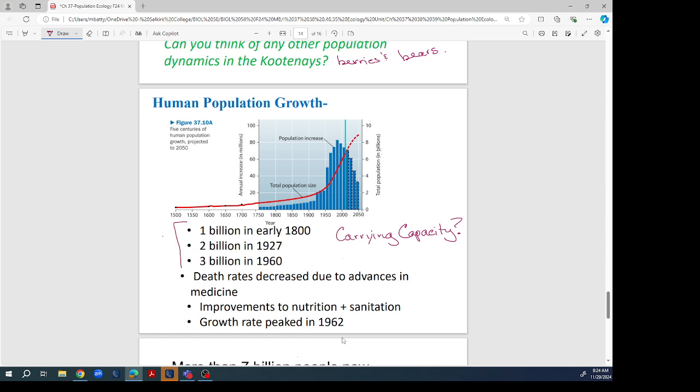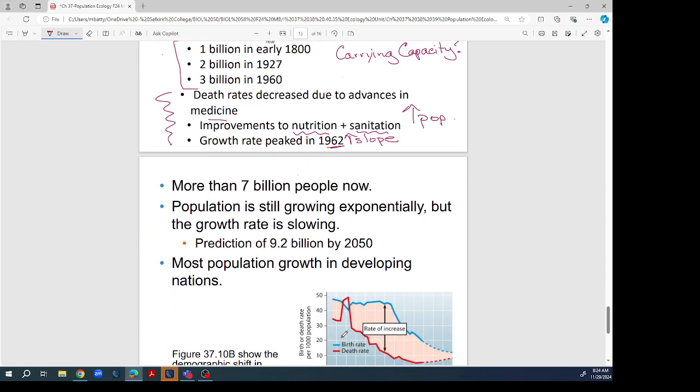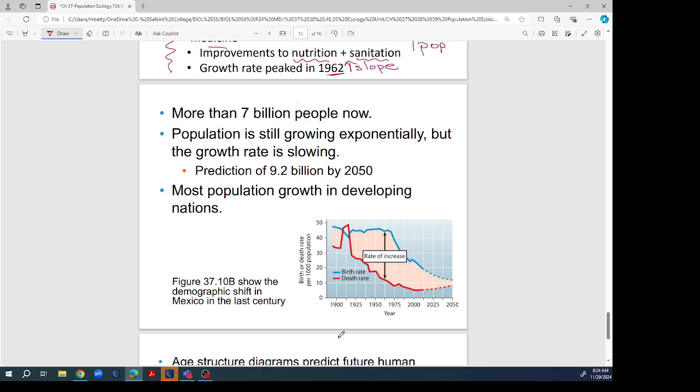For a long time, there was this kind of slow growth, and then all of a sudden there was rapid growth. Our fastest growth, our steepest slope, would be in the 60s. That's when we were really seeing the effects of the advances in medicine: lower death rates, increased survival rates, improvements to nutrition and sanitation. All of these things really caused an increase in the human population. And so, like I said, the human population is sort of weird. It seems to have escaped a lot of the effects that we see on other populations in the wild. But the population is still growing, and it's still growing quickly.